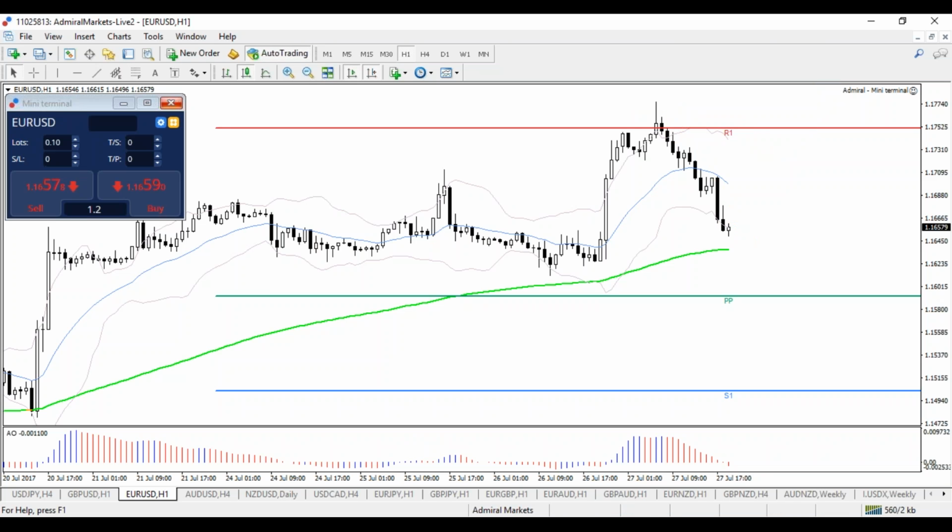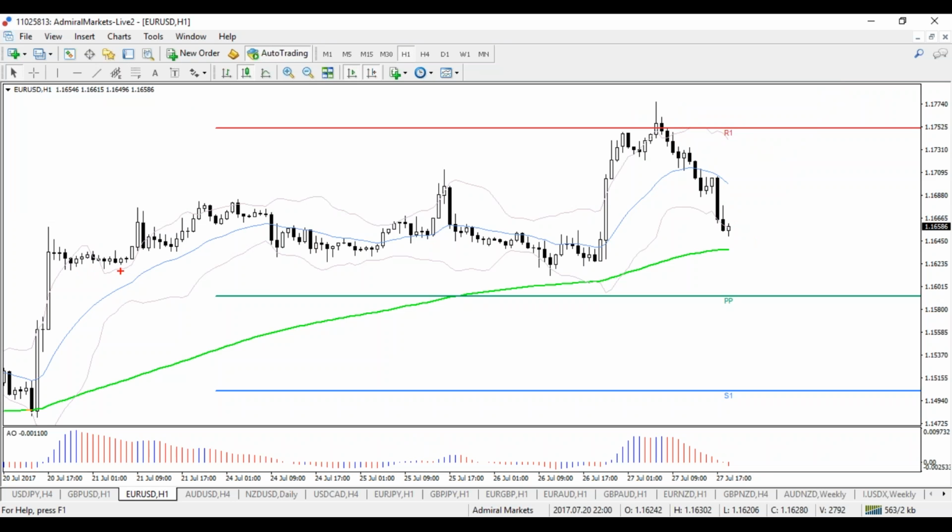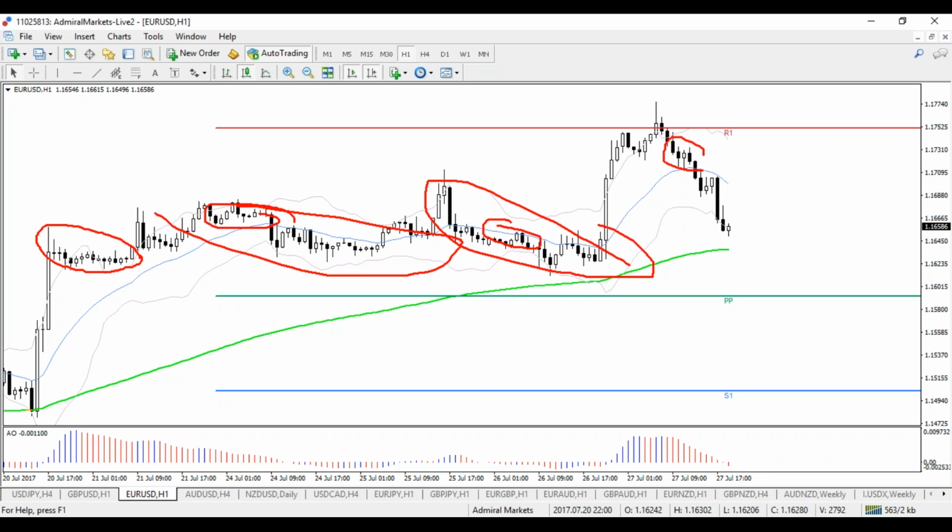If we look at the euro dollar, we see that, for instance, here 5 to 6 candles and we had a correction. Here 5 to 6 candles and we had a correction. Here 5 to 6 candles and we had a correction. Here 5 to 6 candles and it looks like we're having an impulsive move down.